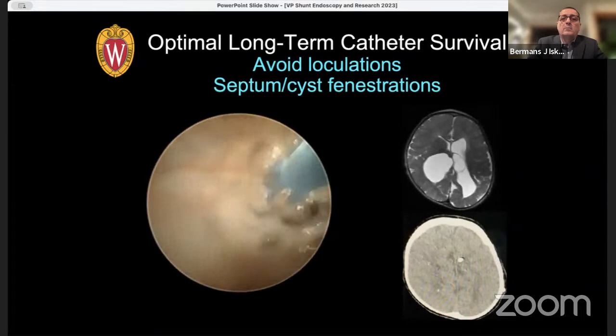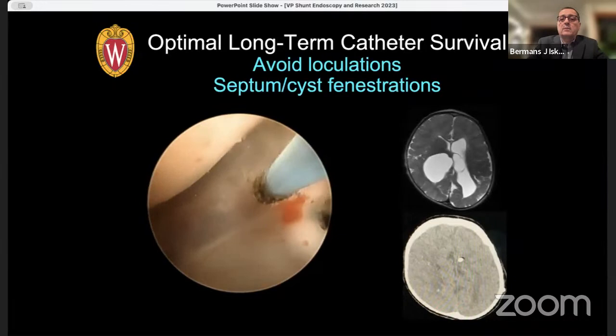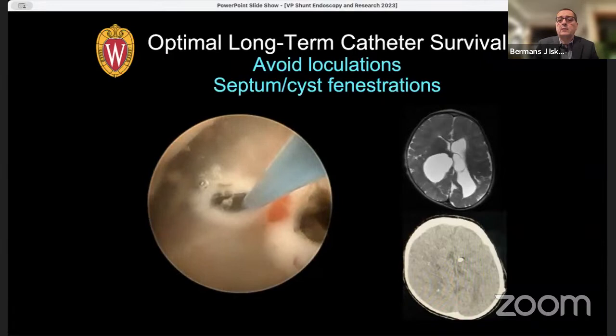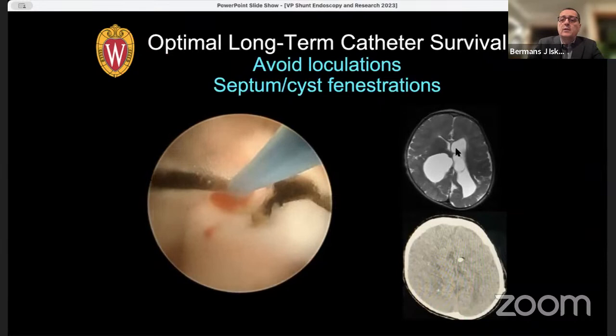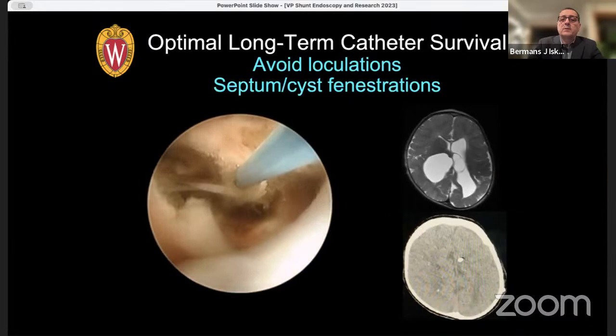Sometimes when there are loculations in the ventricles, during shunt revision, we can fenestrate the loculations so that we, again, allow optimal placement of the catheter. You can see here in the scan how there are loculations that can be fenestrated. In this case, we're fenestrating the septum, and then we can put the tip of the catheter on the other side of the septum.